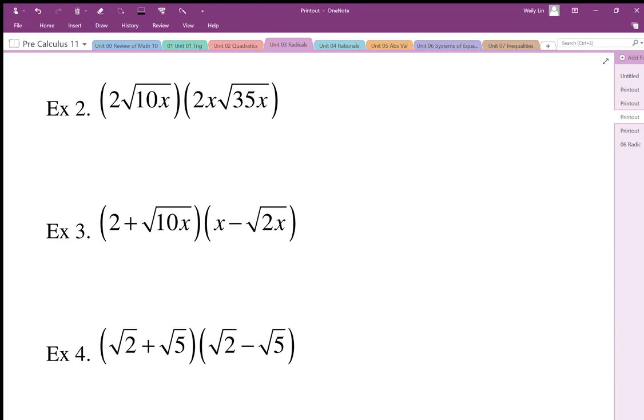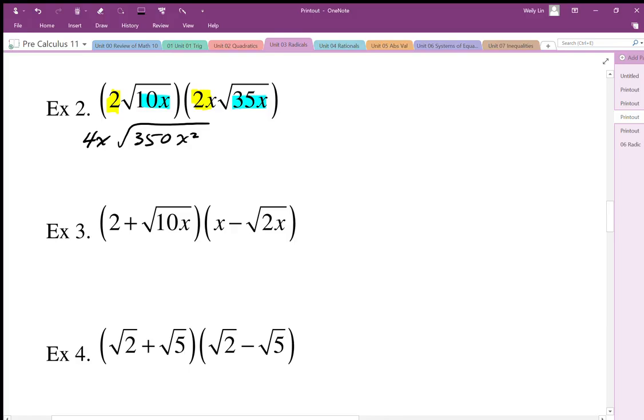For example 2, we just make sure we can multiply these together by checking the indexes. The indexes match. There's no addition or subtraction here, so I don't need to distribute. So I'm just going to do the number parts with the number parts, and the radical parts are going to multiply the radical parts. So I end up with 2 times 2x is 4x, square root of 10x times 35x is 350x squared.